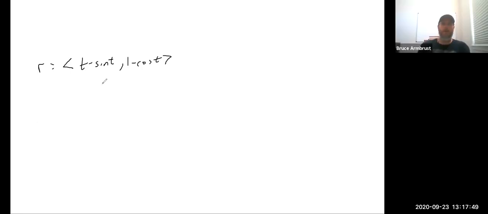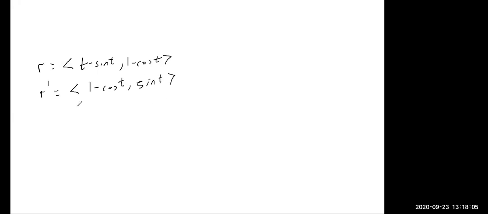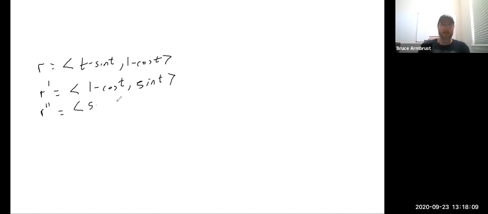Okay, so what we've got going on here is we need r prime and r double prime, right? So r prime is no big deal. It's just 1 minus cosine, and then sine. And then r double prime is going to be sine, cosine.